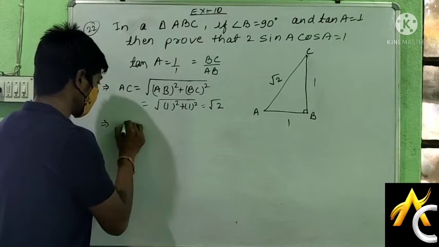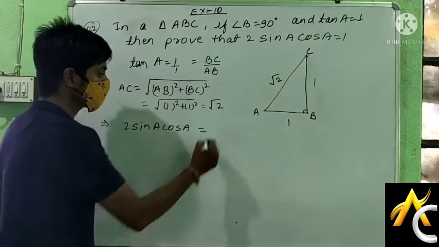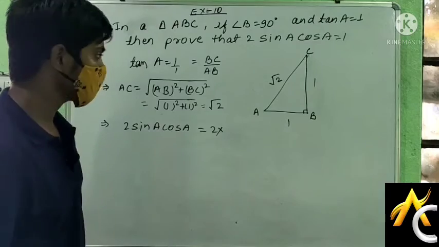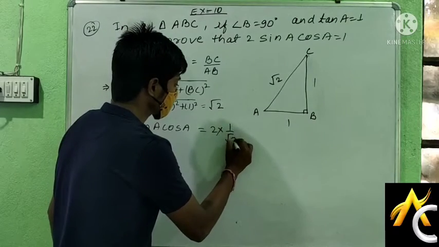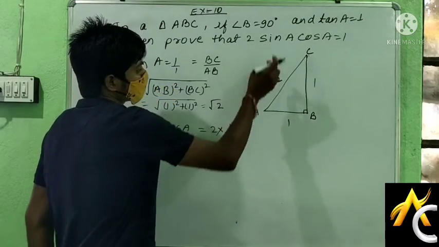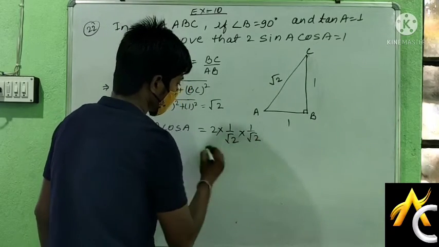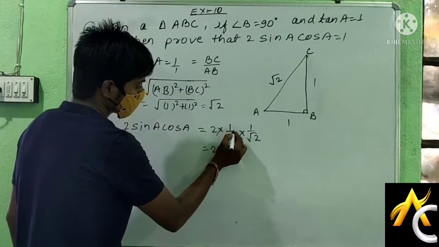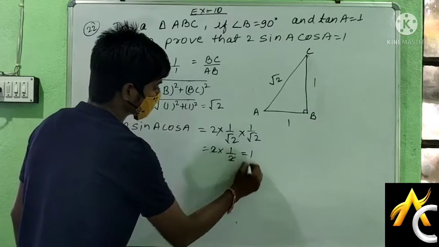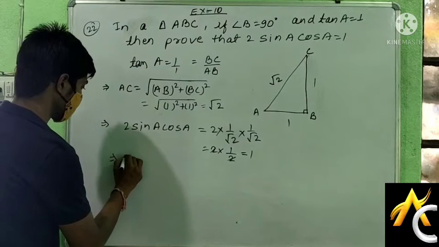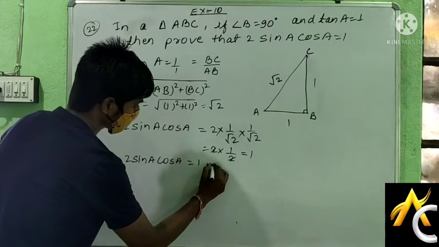Now that implies 2 sin A cos A will be equal to 2 into, as we know that sin A is equal to P by H, so it will be 1 by root 2, and cos A is equal to B by H, so it will be 1 by root 2 as well. Now 2 into 1 into 1 will be 1 and root 2 into root 2 will be equal to 2. 2 cancel each other, hence it will be 1. That implies 2 sin A cos A is equal to 1, hence proved.